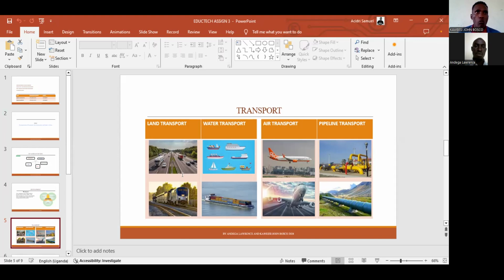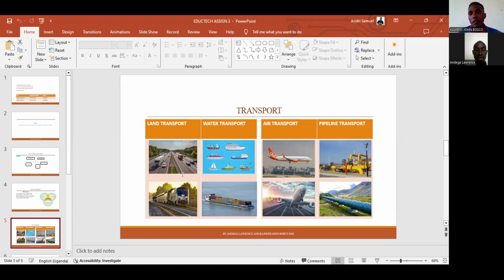We have a lot of water bodies in Africa, lakes, rivers, streams. For example, here in Kenya, Tanzania, and Uganda, we have Lake Victoria. We have been moving through Lake Victoria using different water transport means, for example, canoes, electronic boats, and other types of boats. Are you getting me, Lawrence? Yes, I get it, sir.